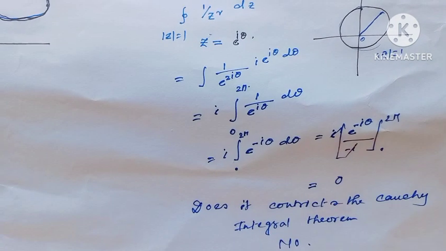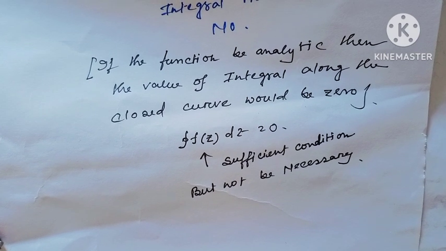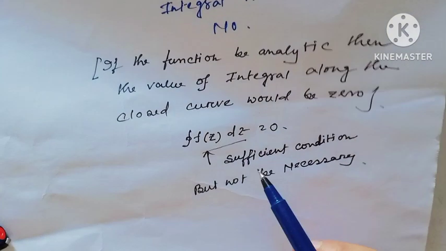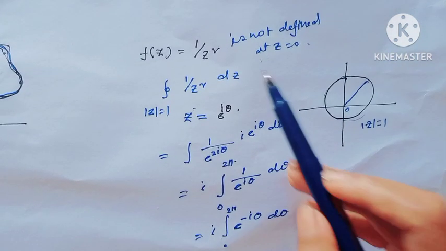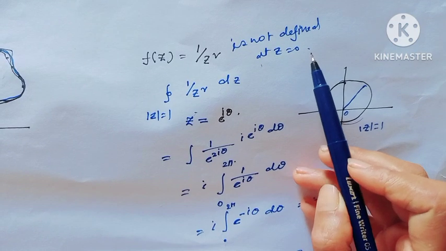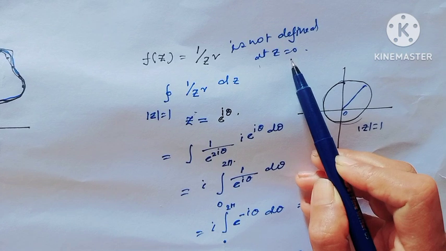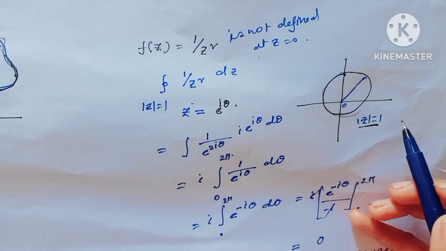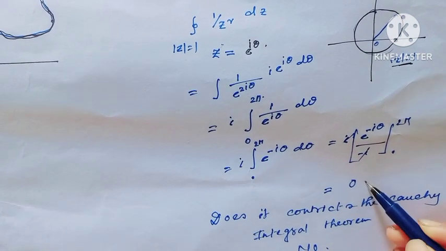No. If the function is analytic, then the value of the integral along the closed curve would always be 0. But this is a sufficient condition, not a necessary condition. By this example, I have shown this. The function is not defined at the point z equal to 0, so the function is not analytic in the whole closed curve. But the value of the integral is 0.